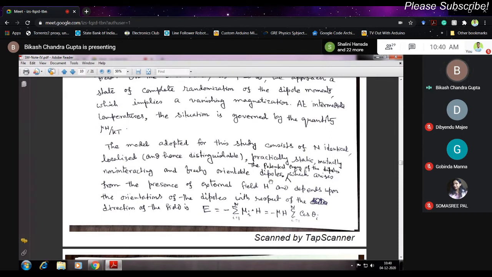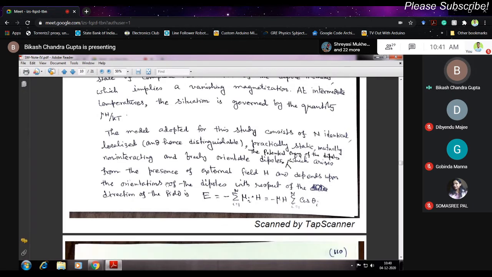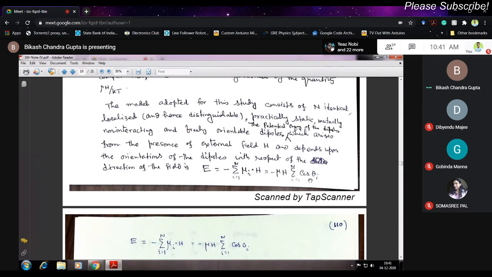Dipoles, the orientation or freely orientable dipoles. Now, the potential energy of the dipoles, which arises from the presence of the external field H and depends upon the orientations of the dipoles with respect to the direction of the field, is, so you can write the energy. So total energy, if you have n number of dipoles with moments, say mu1, mu2, mu3, and so on, then you can sum over the energies of each dipole, where the ith dipole is making an angle theta i.